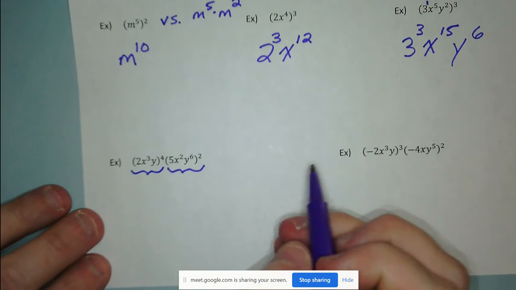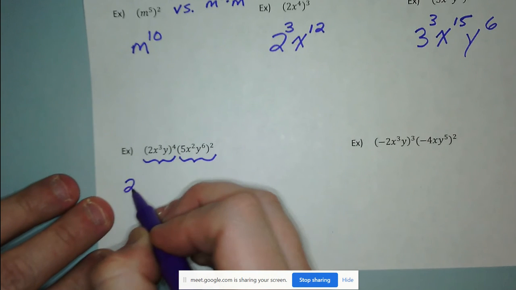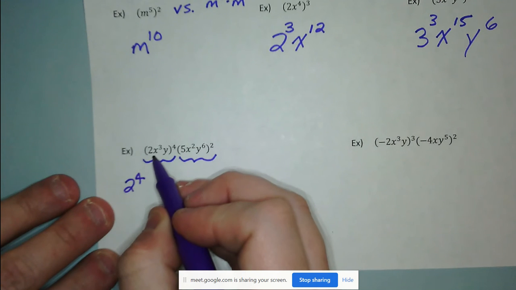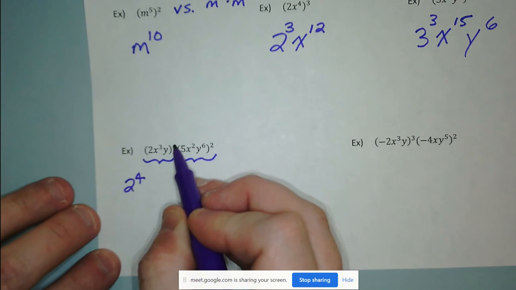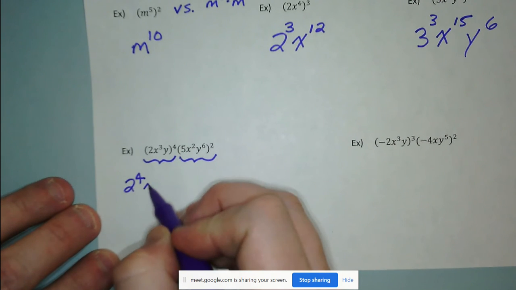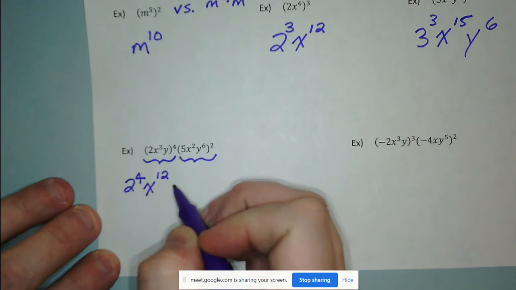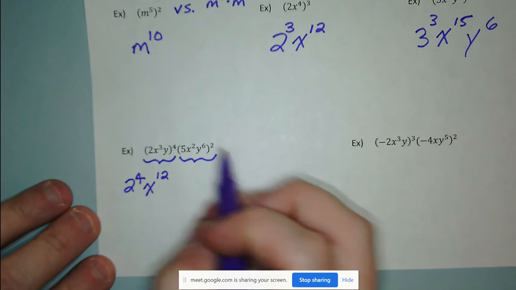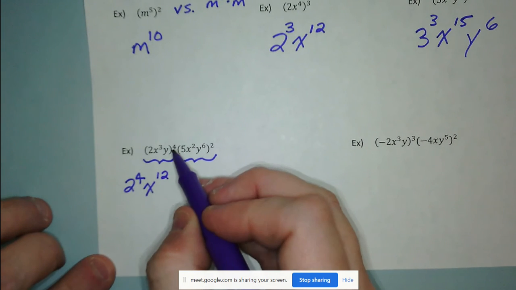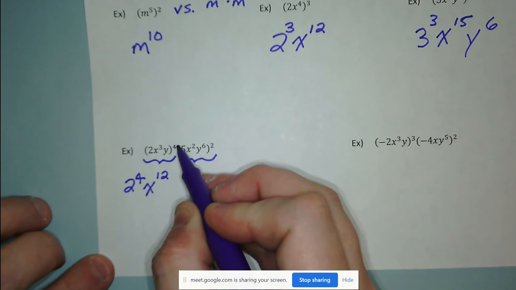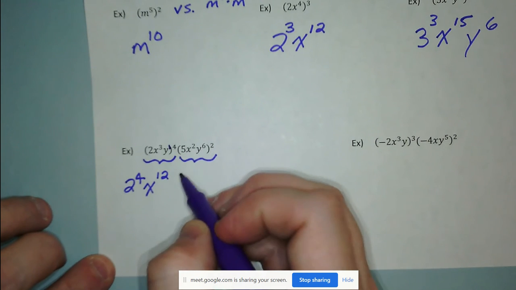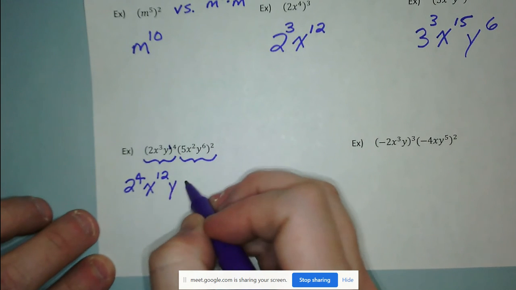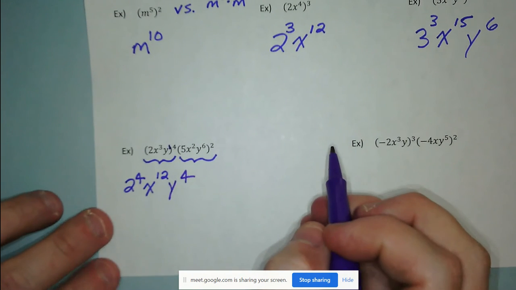So step 1, 2 to the 4th, x to the what? x to the 3rd to the 4th. That should be x to the 12th, because again, when you're doing power to a power, you multiply the powers. And then you have y to the 4th, or in other words, y to the 1st to the 4th, and that's just going to be y to the 4th, okay? So that takes care of that.